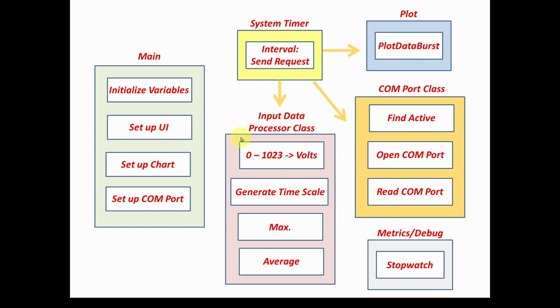So here is a functional diagram of the components in our C# application that we're going to need to implement. It's just a general idea. It's going to give us an idea of, for example, what classes and what functions or methods we need. So over here, I've got my main Windows Forms application. We're going to do this in Windows Forms. So our main UI application is going to be very simple. It's just going to initialize variables. It's going to set up the UI, set up the chart, and set up the COM port.